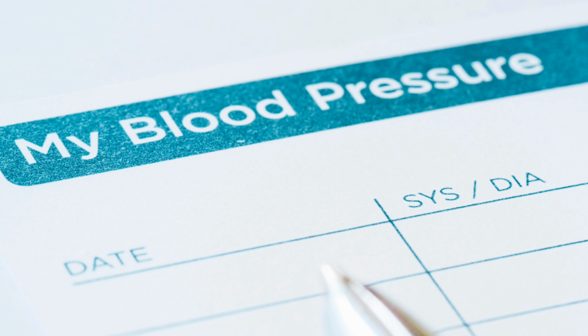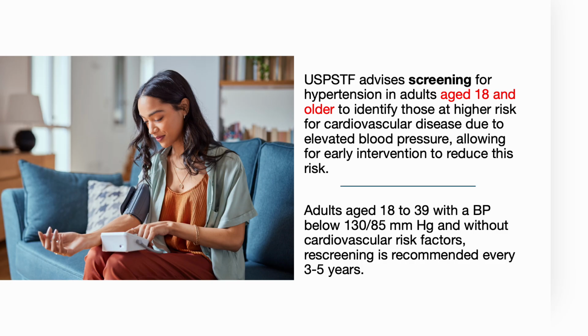The USPSTF advises screening for hypertension in adults age 18 and older to identify those at higher risk of cardiovascular disease due to elevated blood pressure, allowing for early intervention to reduce this risk. For adults age 18 to 39 with a blood pressure below 130 over 85 and without cardiovascular risk factors, rescreening is recommended every 3 to 5 years.